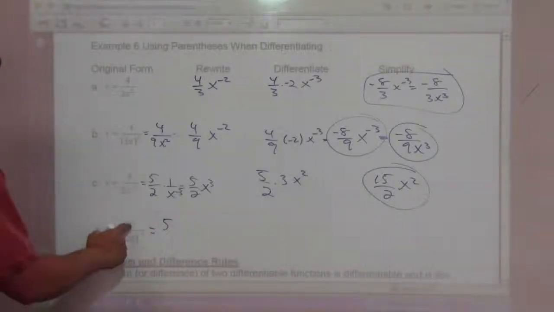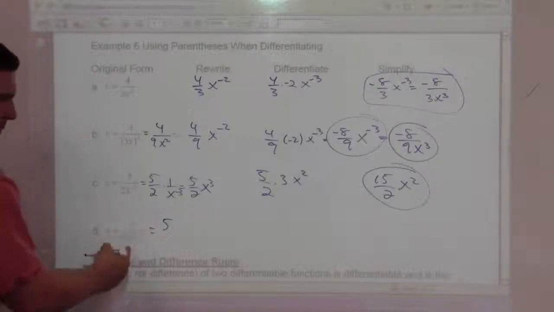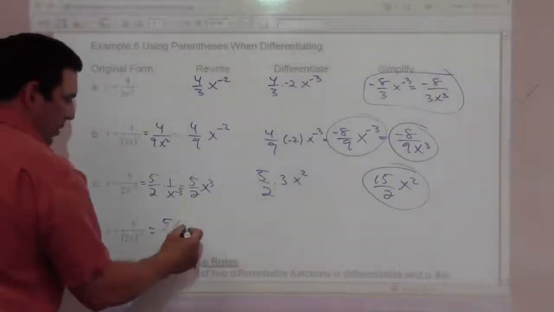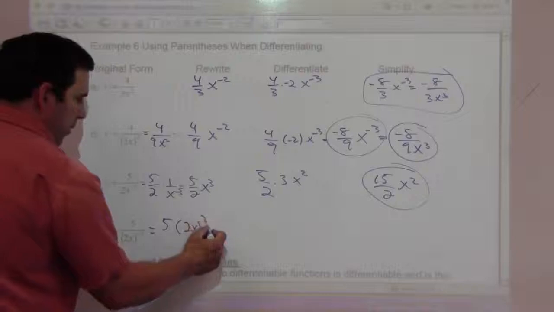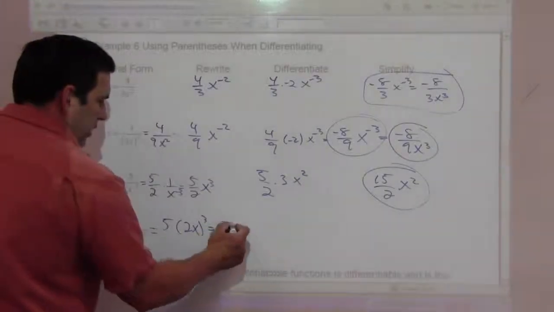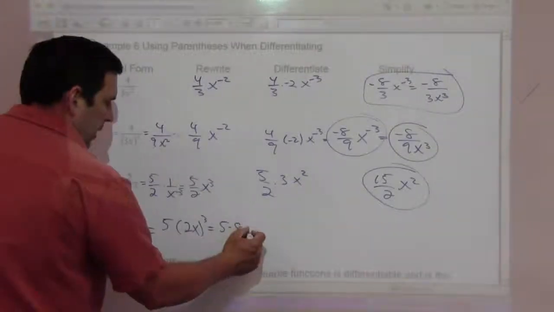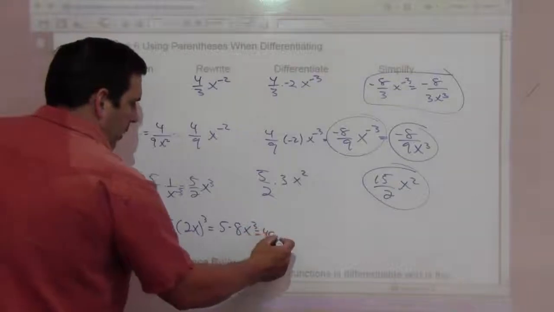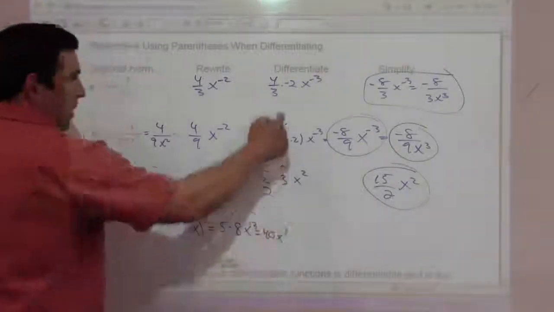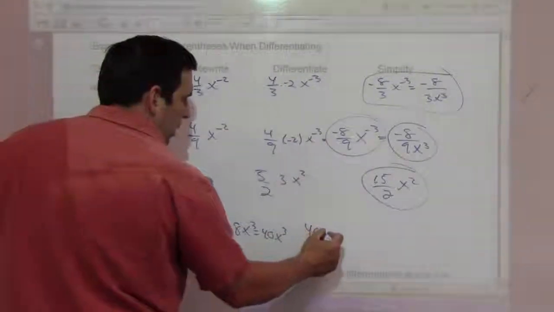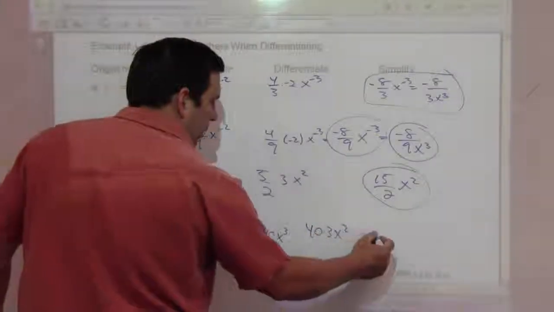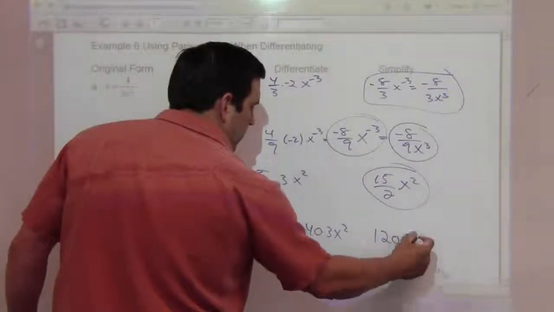Here we have y equals 5 over 2x to the negative 3. This negative power is going to bring it up. That becomes 2x to the 3rd power, which is 5 times 2 cubed, which is 8x cubed, or 40x cubed. So the derivative is going to be 40 times 3x squared, or 120x squared.